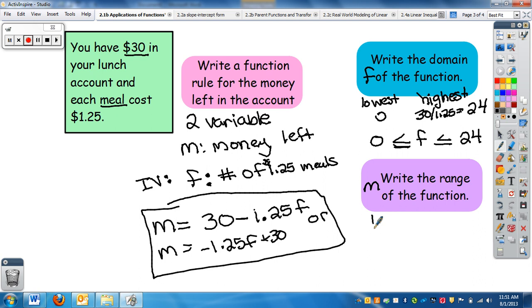So what is my range? What's the lowest amount I can have in my account, and what is the highest? Well, since it's going down, the lowest amount I can have is $0. We're assuming that the school is not going to let me have a negative balance. And then what is my highest amount? My highest amount will be what I started with, 30. So again, I can write an inequality. 30, this is my lowest. I can have $0 in my account, and I can have 30. So that's why it is equal to.